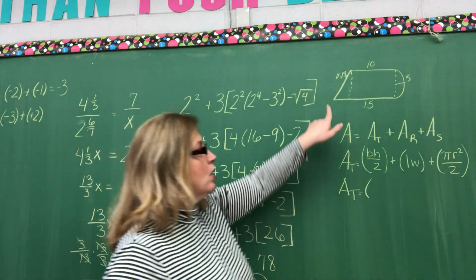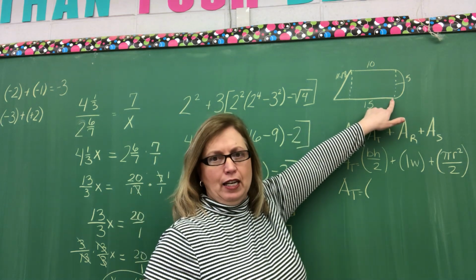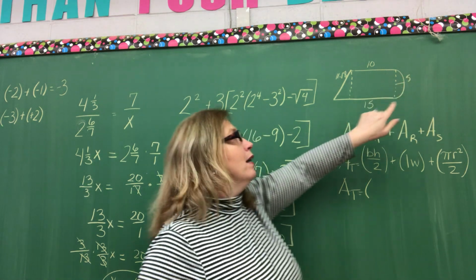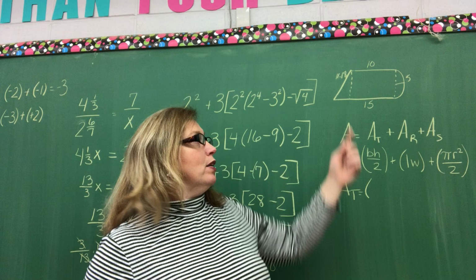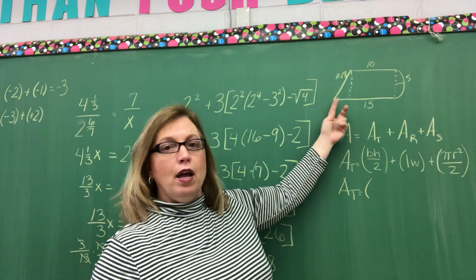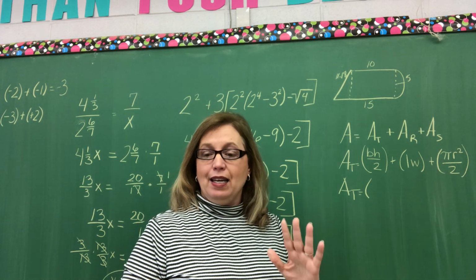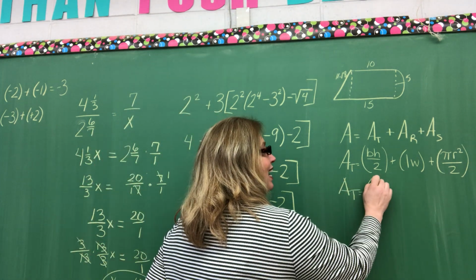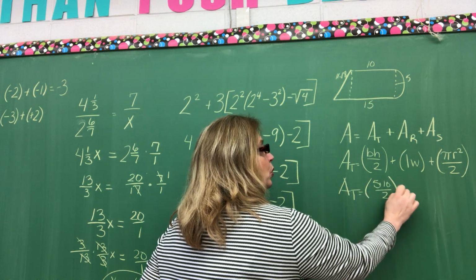What about the base? Well, this line from the corner to the dotted line is 15. From the top of my triangle to the dotted line is 10. My question is, what is the distance between the corner and this dotted line? Well, obviously, 15 minus 10 is 5. So the formula for my base and height is 5 times 10 divided by 2.